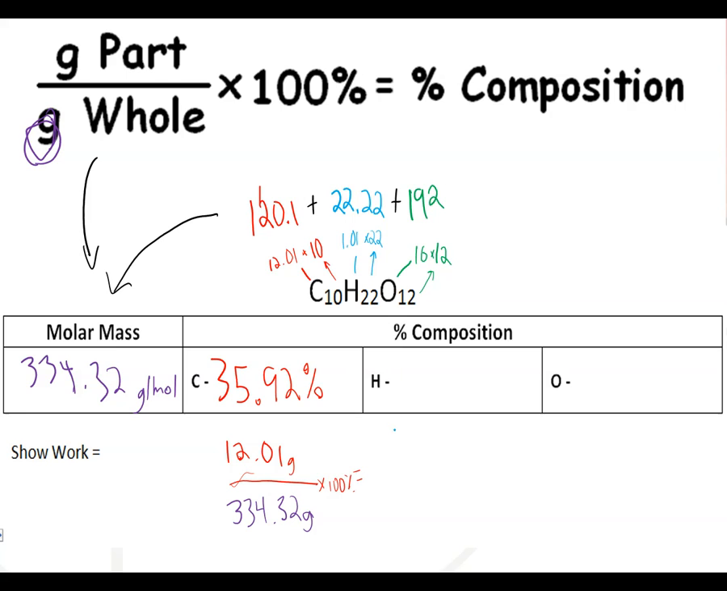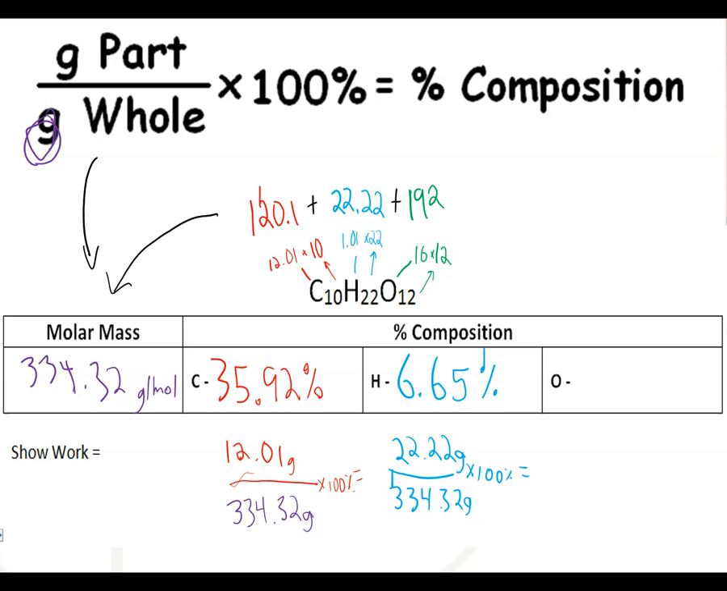Now over here, I've got my 22.22 grams of hydrogen, and that's going to be over my whole. Again, my whole is still 334.32 grams. I'm going to multiply that by 100%, and when that is all said and done, I wind up with a total of 6.65, because it rounds up, and that would be 6.65%.